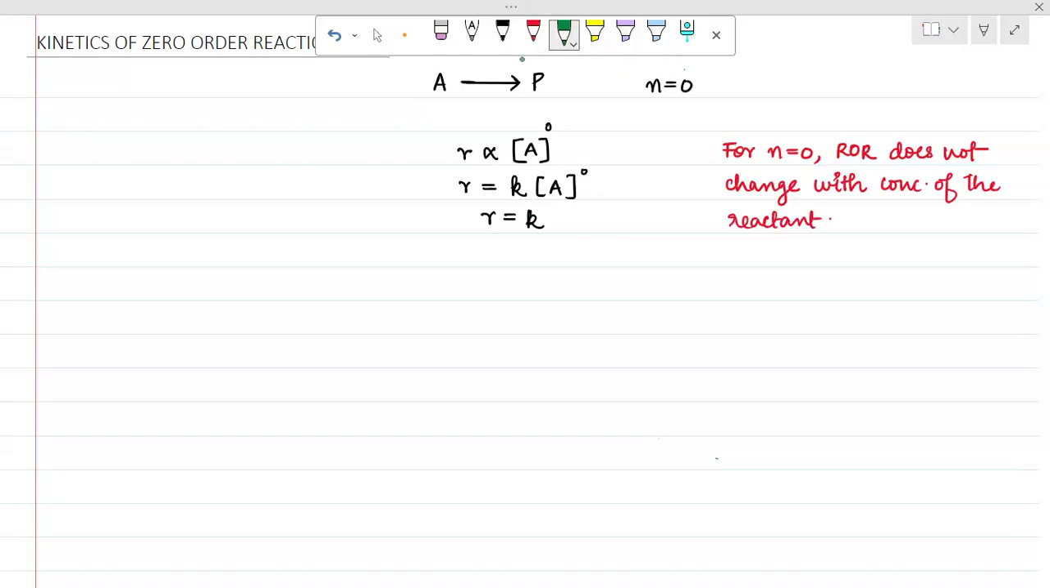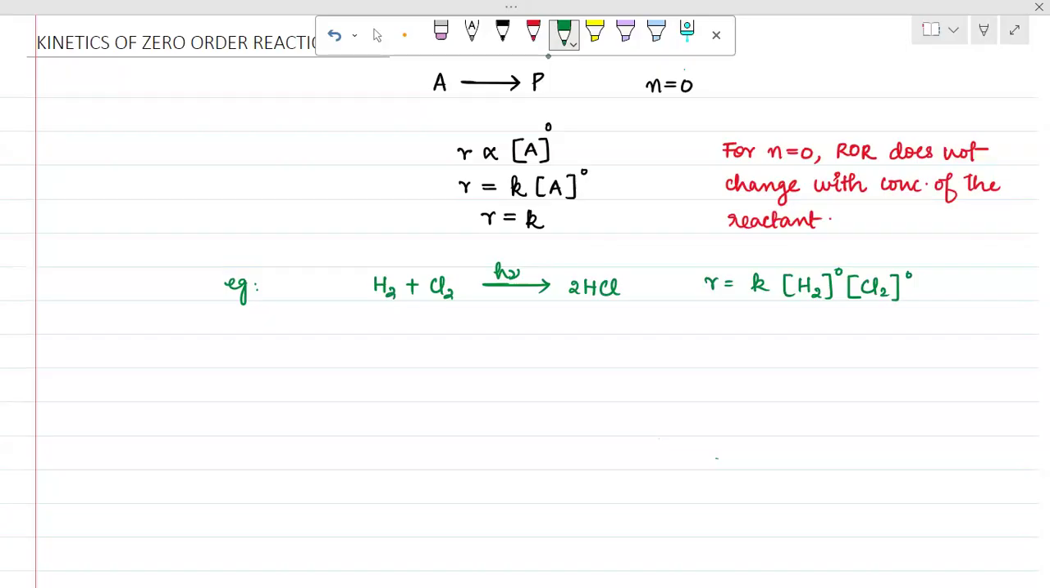What are the typical examples? One example we had already written in our previous session. Let's say you combine H2 plus Cl2. H2 plus Cl2, in the presence of photons, becomes 2HCl. The rate expression is rate constant times concentration of H2 to the power 0, concentration of Cl2 to the power 0. It does not depend upon the concentration of the reactants.